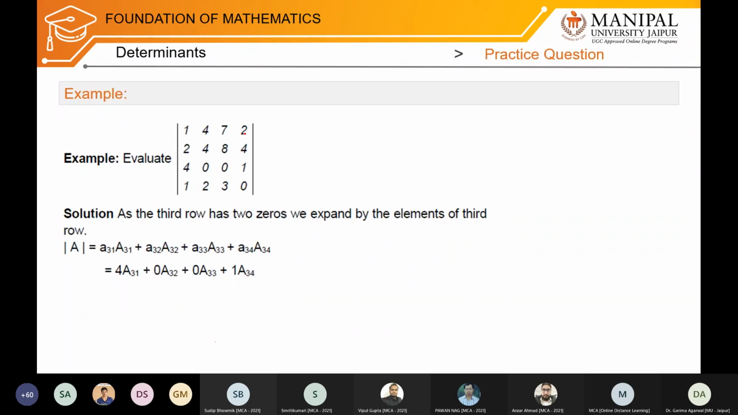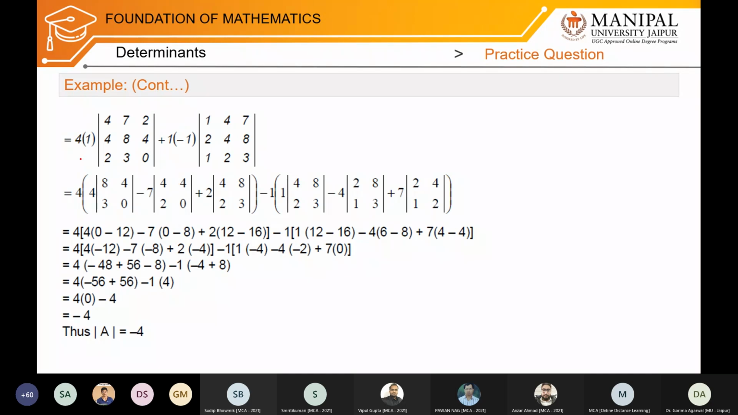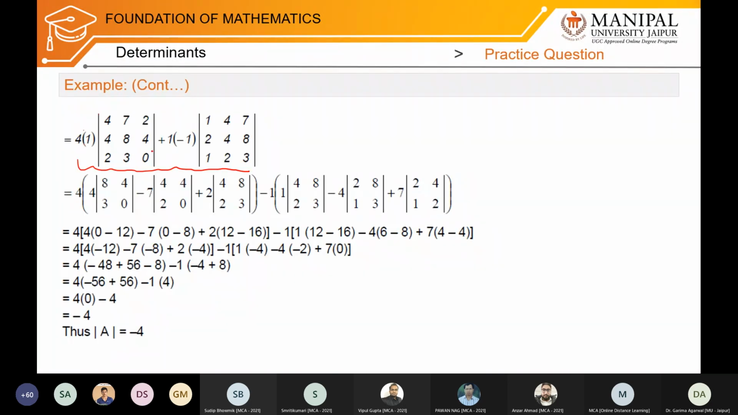Here it is a 4 cross 4 matrix. In the third row we have two zeros. So it is beneficial for us to find the determinant with respect to this third row, because two elements will be 0 in that case. Here we need to find only two elements, the rest 2 are 0, right? Because it is a 4 cross 4 matrix, first of all we'll write the determinants of order 3 cross 3 and then further 2 cross 2, right?